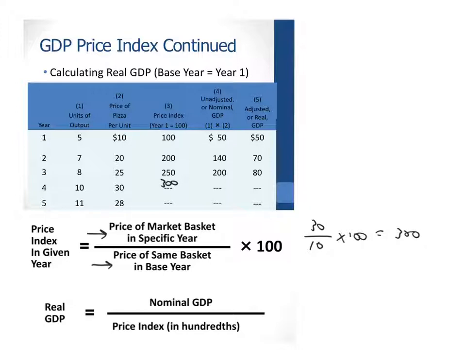Now, in order to get the year 5 price index, I'll do the same thing, except for the fact that the year 5 price is now $28. I'll keep the same base year price of 10 times 100, and that will give me 280 as my final price index for year 5.